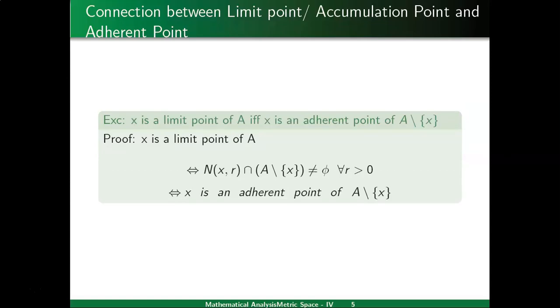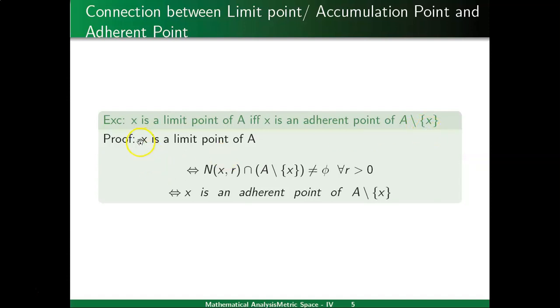Let us see what is the connection between the accumulation point and adherent point. This is a simple exercise which proves that x is a limit point of A if and only if x is an adherent point of A minus {x}.